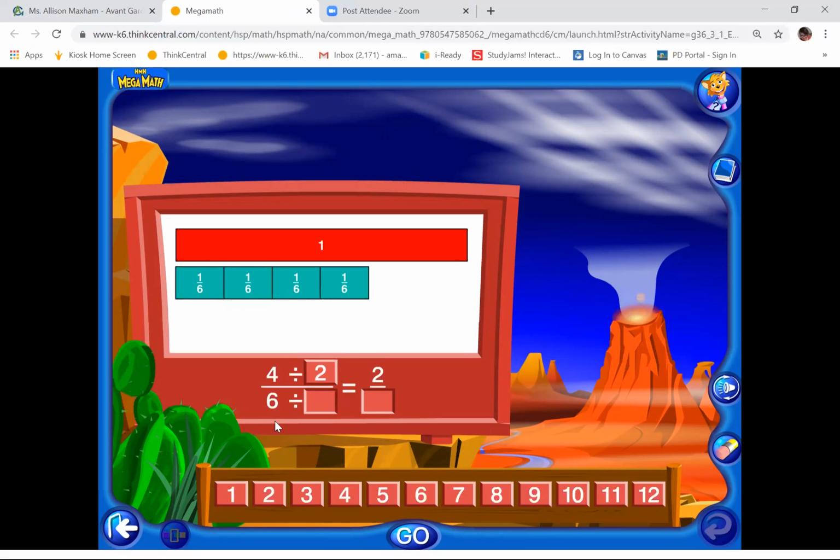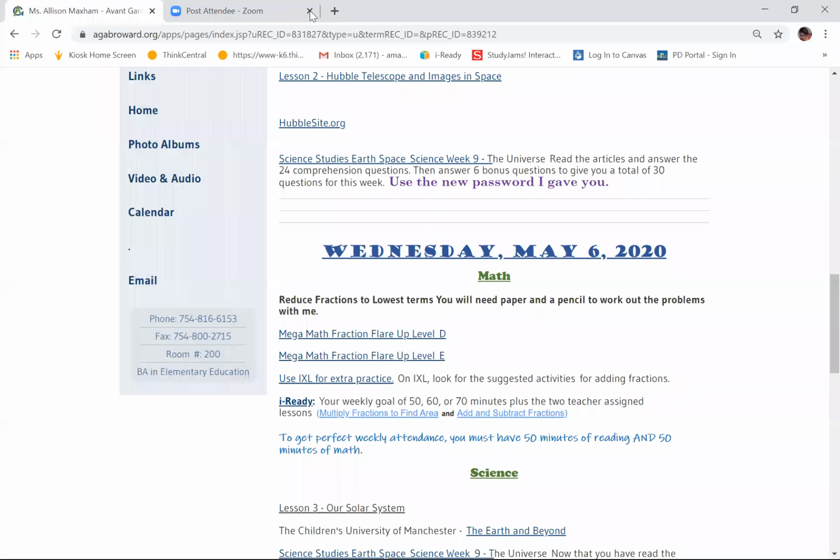And then I've got 6 divided by 2. It's got to be 2 because they have to be the same. And 6 divided by 2 is 3. They are equivalent fractions. 2/3 is the same as 4/6. Good job. Good job. Okay, now we're going to go to IXL.